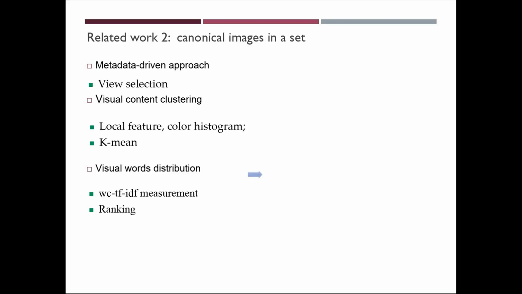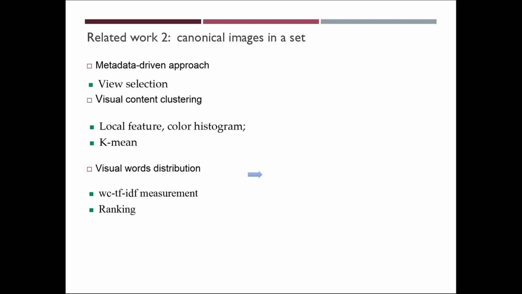And another class is called canonical images in an image set. Those sets consist of similar images of one object, such as the images for the Statue of Liberty. And there are three kinds of related methods. The first one is called metadata-driven approach. Basically, it estimates the viewpoints of each image and select those views with a very good geolocation and angle.